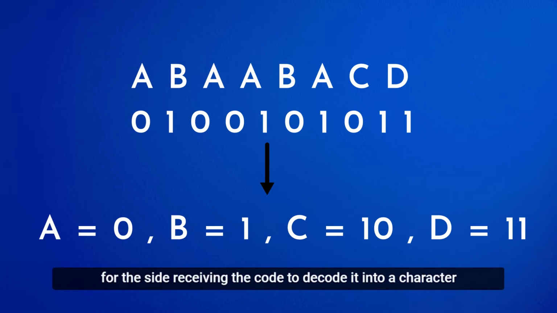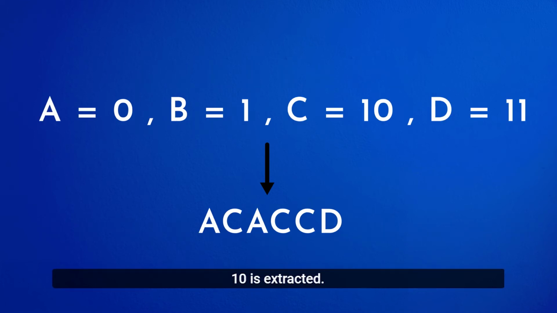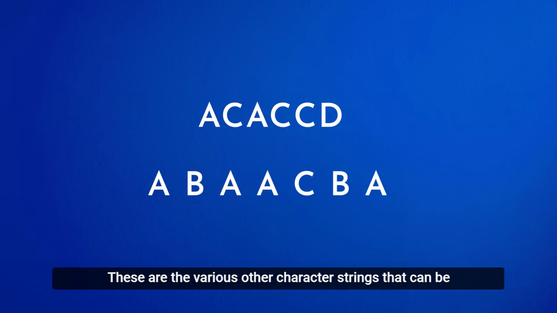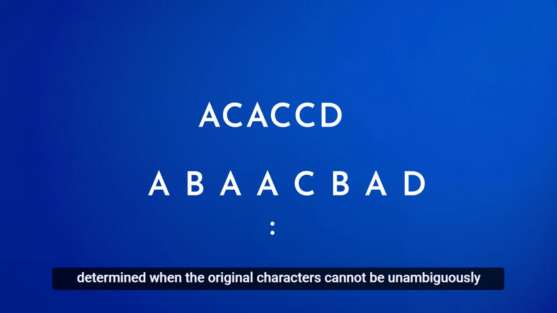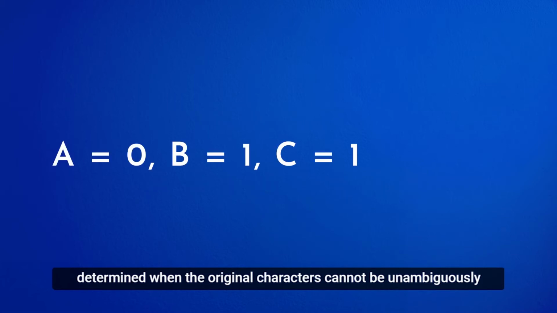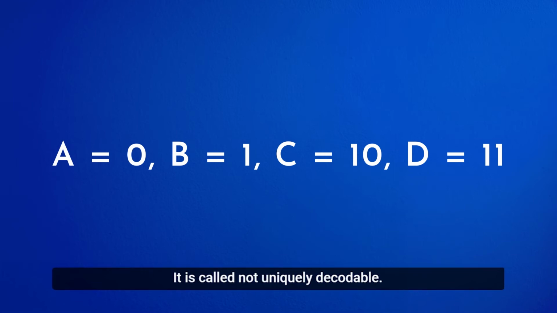In order for the side receiving the code to decode it into a character string, each character should be checked against the conversion rules and decoded. But the code 10, for example, can express either BA or C. Due to this, a different character string can be extracted. There are various other character strings that can be extracted as well, and the original characters cannot be unambiguously determined. When the original characters cannot be unambiguously determined from the code, it is called not uniquely decodable.